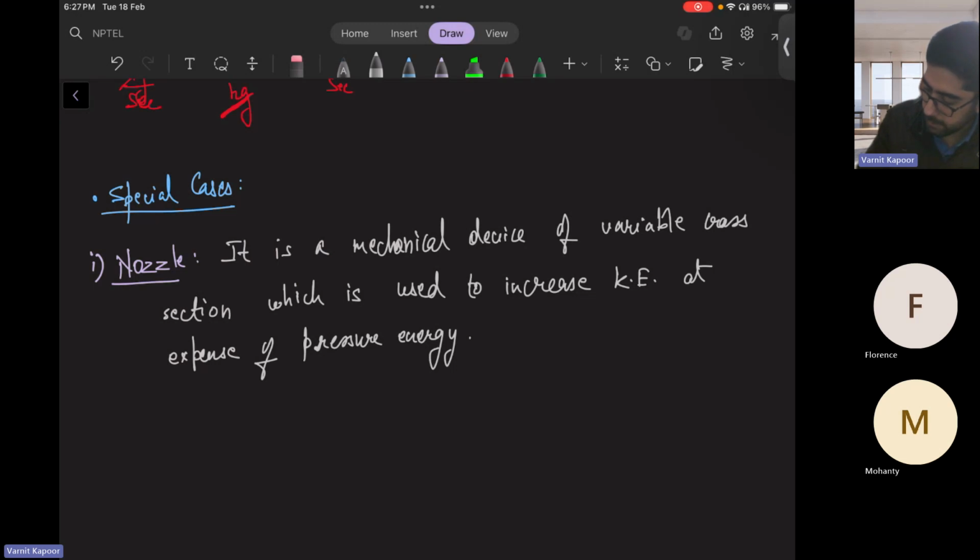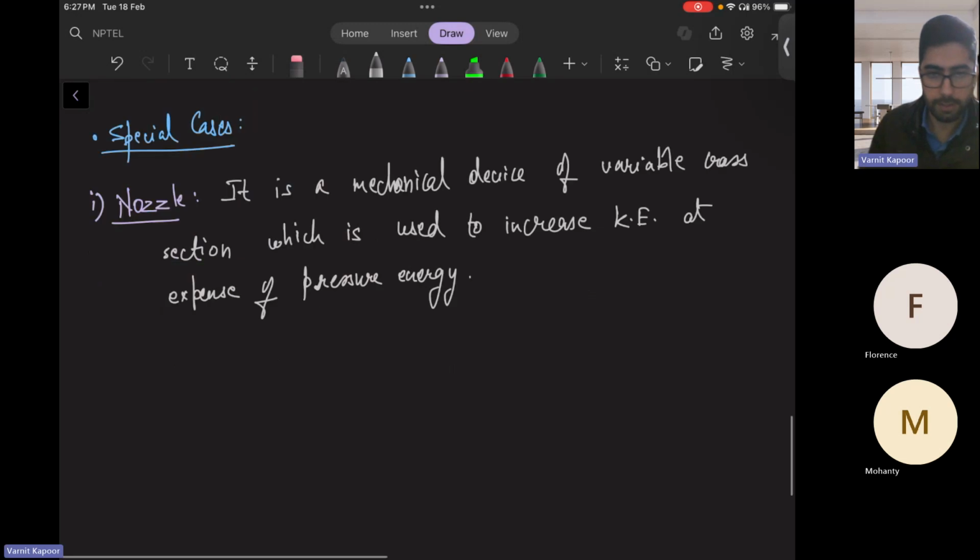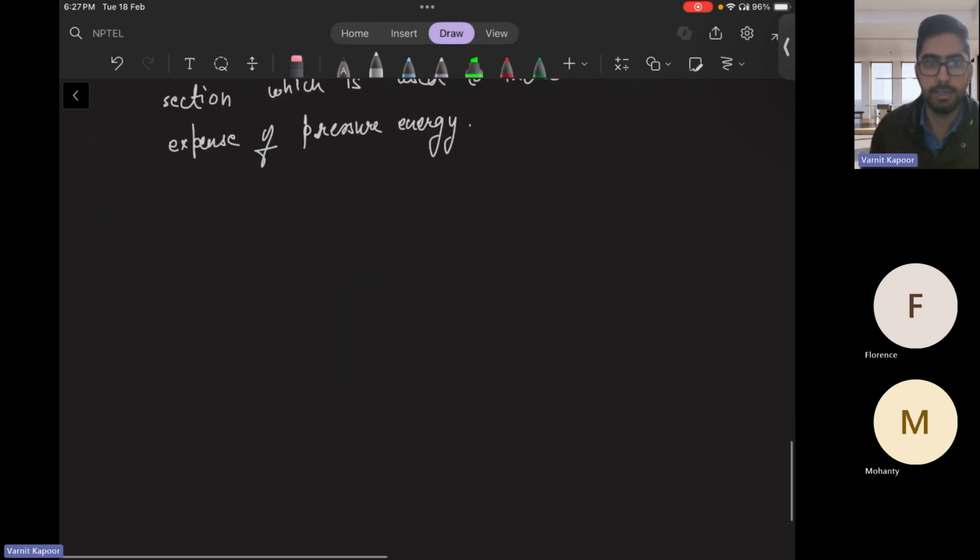Suppose you have a device like this. Whatever the pressure energy is here, it is converted into kinetic energy. It's a very general way of saying a device is like this, with a converging cross section. It is not always true. When you deal with compressible flows, you'll understand why. So we'll use the steady flow energy equation, SFEE.